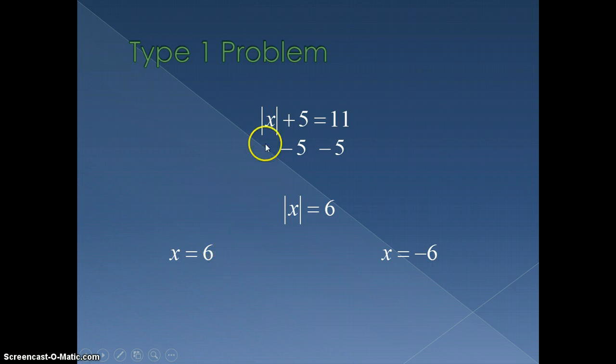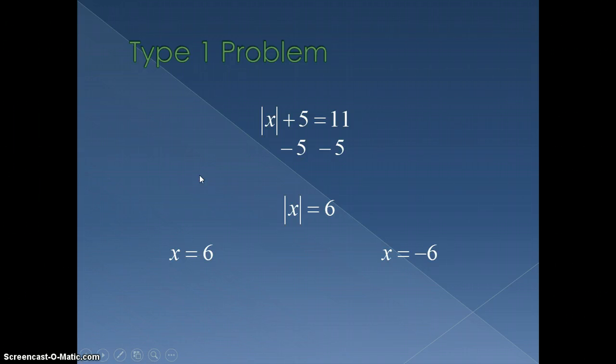So in other words, if I plug in 6, the absolute value of 6 is 6. 6 plus 5 is 11. That checks out. And then I plug in negative 6. The absolute value of negative 6 is also 6. So its distance away from 0 is the same. And that's all the absolute value does. And 6 plus 5 is also 11.